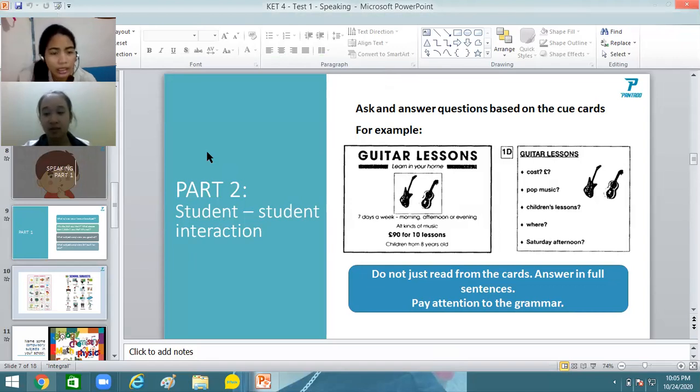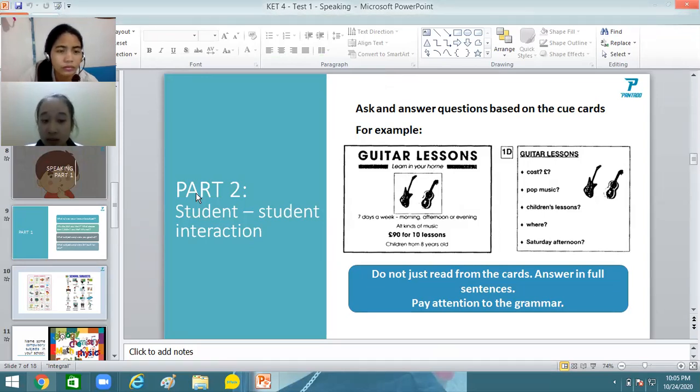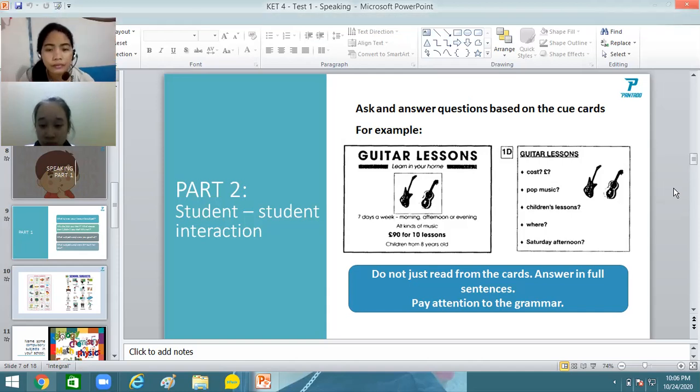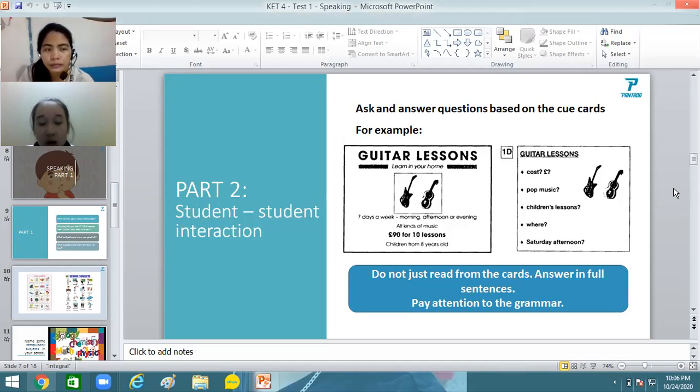Yeah. Okay, can you see part two, student-student interaction? Can you see it? Yeah. Okay, so let's start. Can you read the guitar lesson card? And answer questions based on the two cards. For example, lessons can be learned in your home, 7 days a week, morning, afternoon, or evening. One price of music: $90 for 10 lessons. Children from 8 years old.